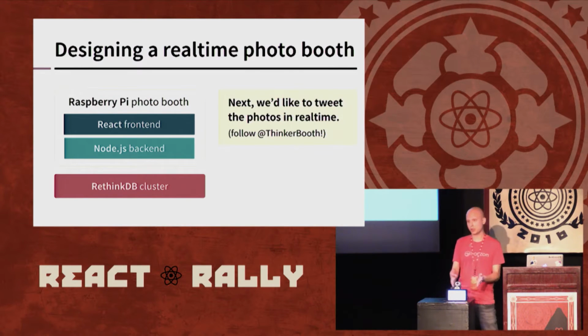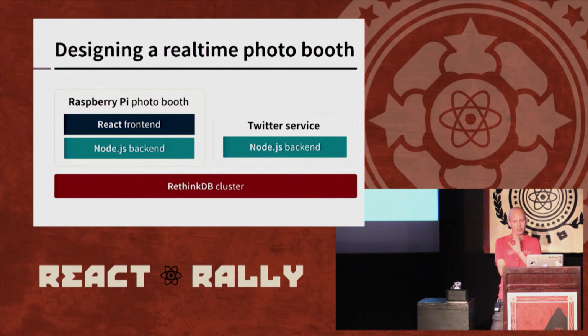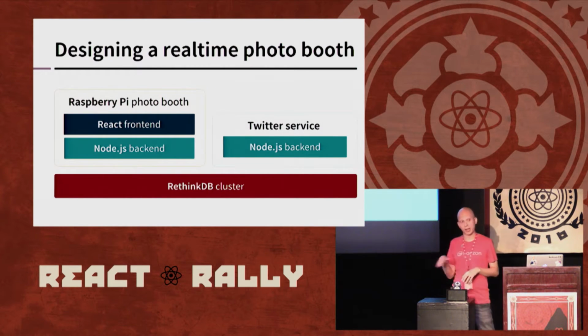So instead, we want to push it to a backend running in RethinkDB. And now we want to tweet these photos in real time and only have one tweet happen at a time. So we're going to have a service running, a microservice.